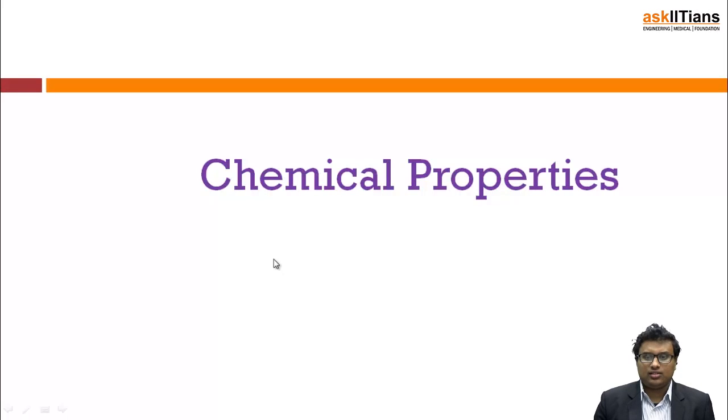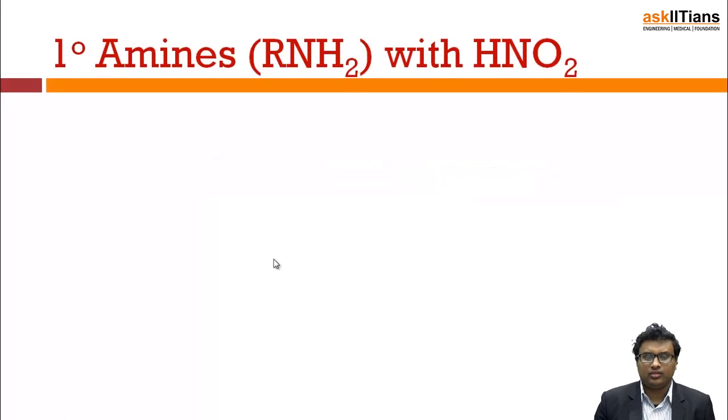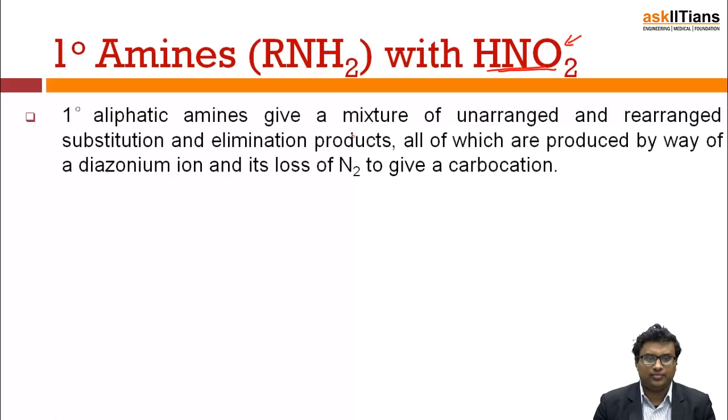So why waste our time? Let's start with this part. Chemical properties of amines. The first important thing is that we'll discuss what happens when 1 degree amines react with HNO2. The first important chemical property of amines is the reaction with HNO2. So what happens when amines react with HNO2, that too 1 degree amines?